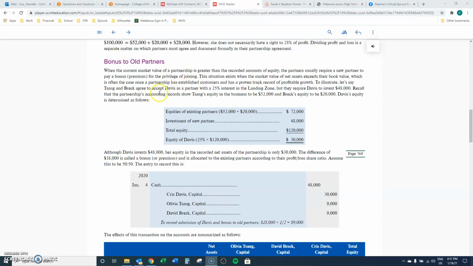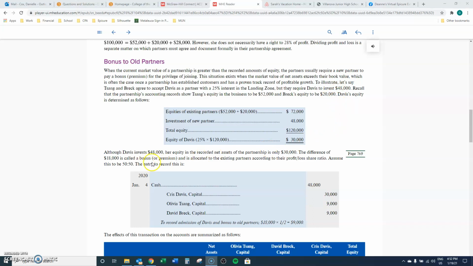So, the example. Let's say Sang and Breck agree to accept Davis as a partner with a 25% interest in the Landing Zone, but they require Davis to invest $48,000. Sang had already invested $52,000. Breck's equity was $20,000. So, equity of existing partners, $52,000 and $20,000, is $72,000. Investment of the new partner, they're asking her to invest $48,000. So, total equity then is $120,000. They're giving her 25% interest, so 25% of $120,000, which is $30,000. Her interest equates to $30,000, but they're asking her to pay $48,000. So she's paying $18,000 extra.